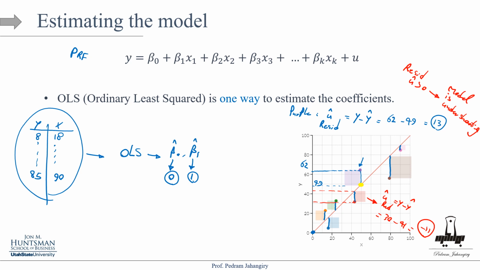And if the residual is negative, the model is basically overshooting. Quickly, for example, here, in reality it should be around 58-ish, but the model is predicting 78-ish, so we are overshooting.